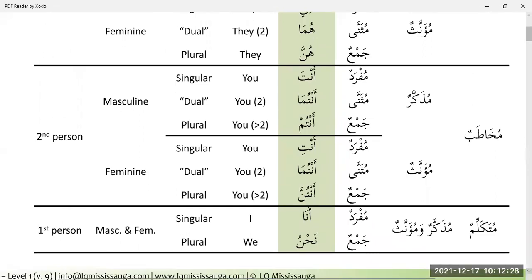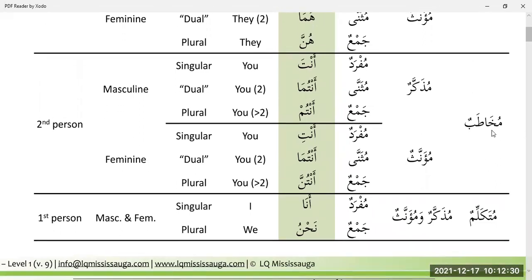Second person, we call it mukhatib in Arabic. Second person, masculine singular, you. In Arabic, we will say mukhatib muzakkar mufrad, anta. For you, we use in Arabic anta. Second person, masculine dual, mukhatib muzakkar musanna.